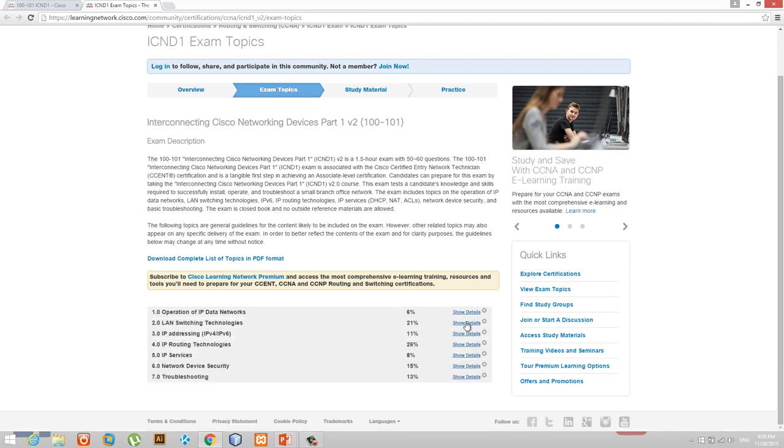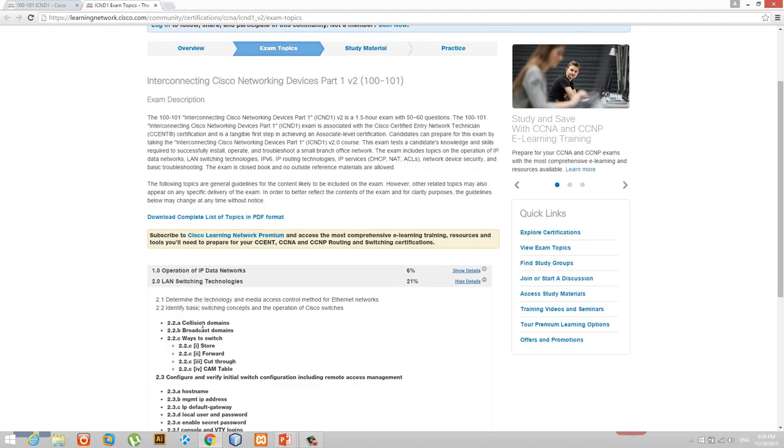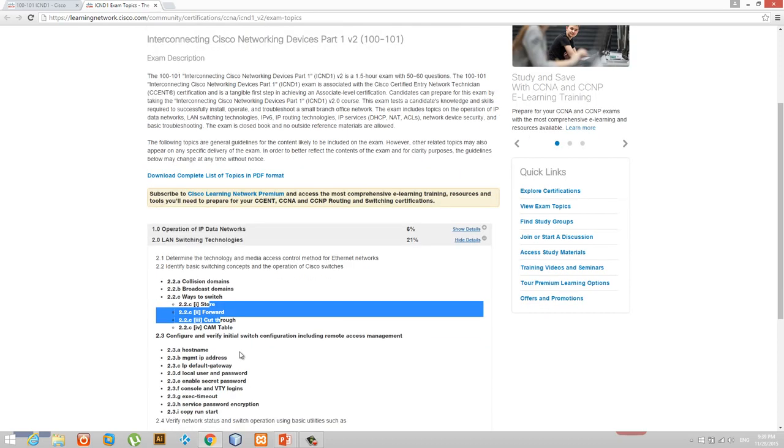So that's 6%. LAN switching technologies: we discussed media access control, broadcast domains, collision domains, ways to switch, we discussed this.